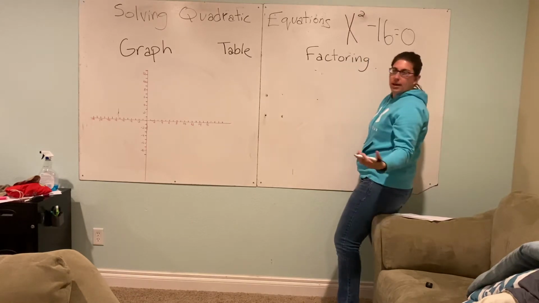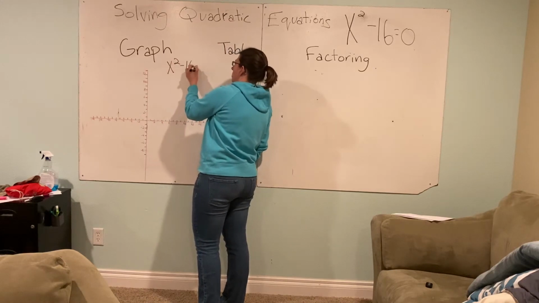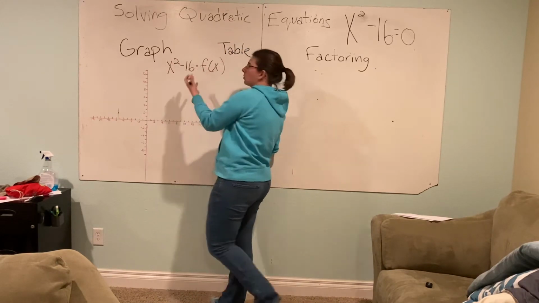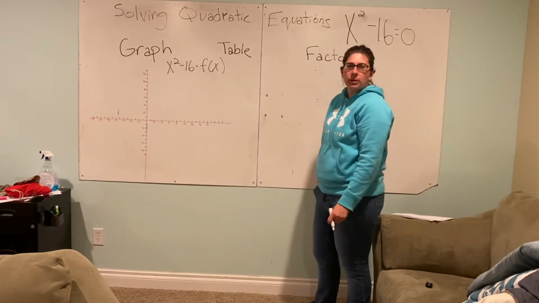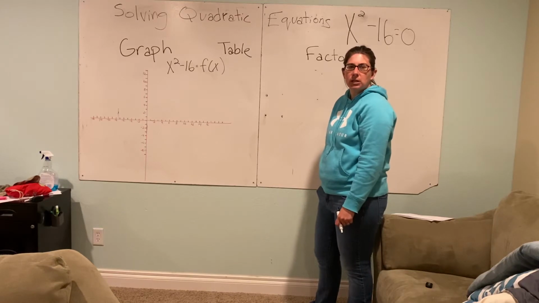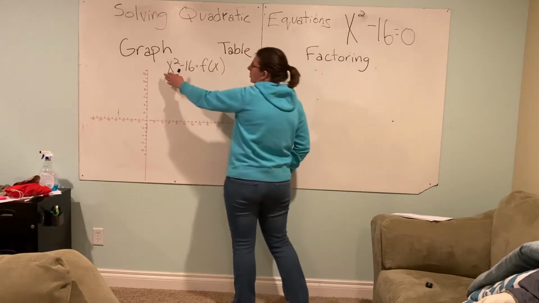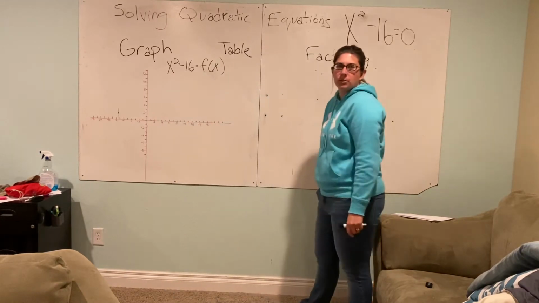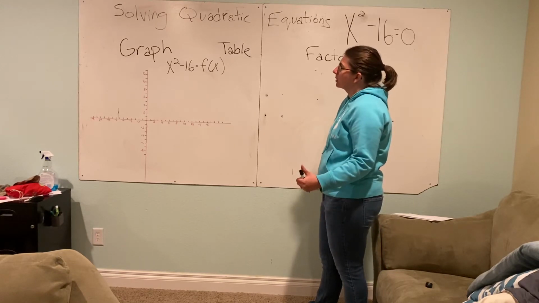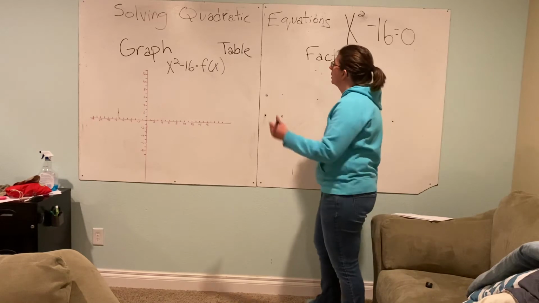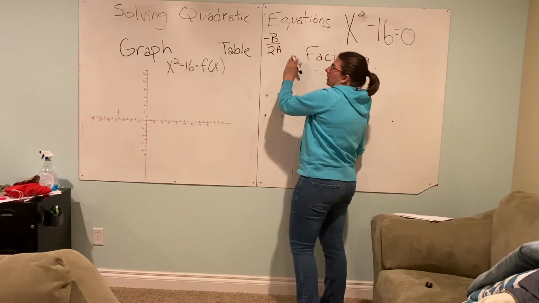You can change that into x squared minus 16 equals f of x or equals y. Okay? So when we graph quadratics, the first thing we're going to do is find the vertex, which is the lowest or the highest point on the graph. This A is positive, so this graph is going to open up, which means the vertex is going to be the lowest point. Remember, to find the vertex, it was the opposite of B over 2A.